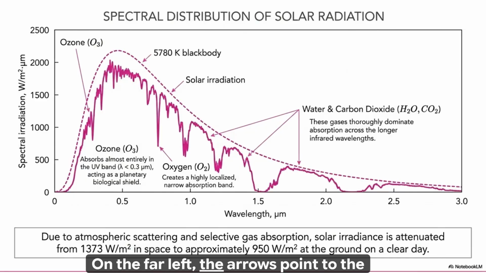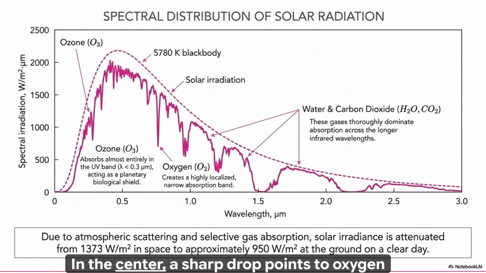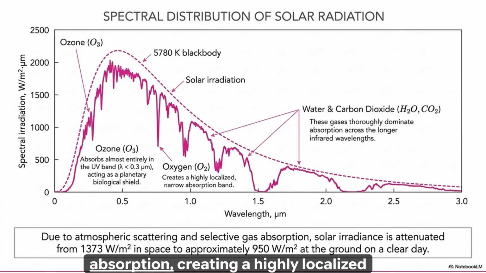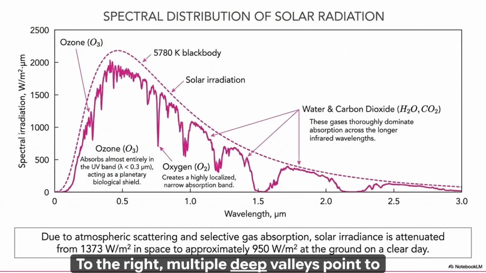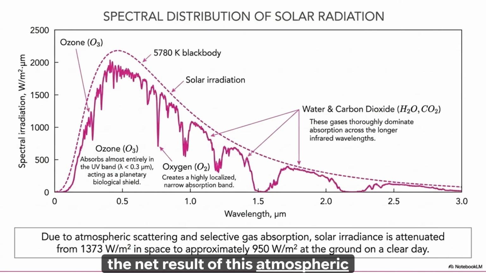On the far left, the arrows point to the ozone region, which absorbs almost entirely within the ultra-short ultraviolet band, acting as our planetary biological shield. In the center, a sharp drop points to oxygen absorption, creating a highly localized narrow band. To the right, multiple deep valleys point to water vapor and carbon dioxide molecules, which thoroughly dominate absorption across the longer infrared wavelengths. The summary block at the bottom defines the net result of this atmospheric interaction.